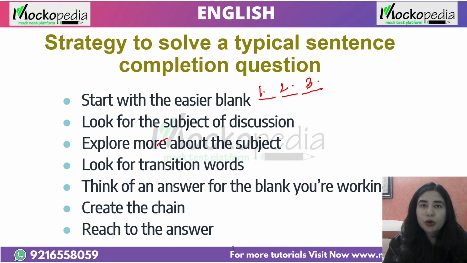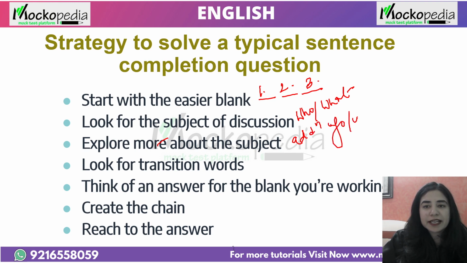So with your wisdom, with your prudence, with your intelligence, with your insight, try to start with the easier blank. Find out which blank will work the most for you when you begin, or where you are able to absorb some information. Second is look for the subject of discussion. So identify who or what we are talking about, right? Then try to get more additional information or insight regarding that particular subject. So what is the sentence trying to communicate? Do that. It's not going to take a lot of time.